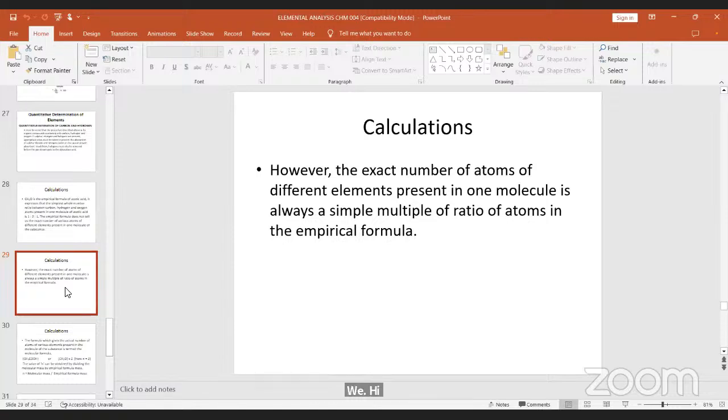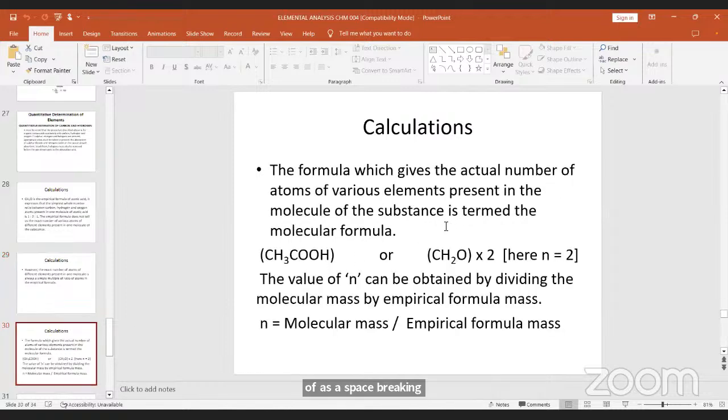However, the exact number of atoms of different elements present in one molecule is always a simple multiple of the ratio of atoms, as expressed by the empirical formula. But again, you can also express this as the molecular formula, just like I explained. It means that the relationship between the molecular and empirical formula in the case of acetic acid is n equals 2 here, because when you multiply the atoms in the empirical formula by 2, you get the molecular formula of the compound.